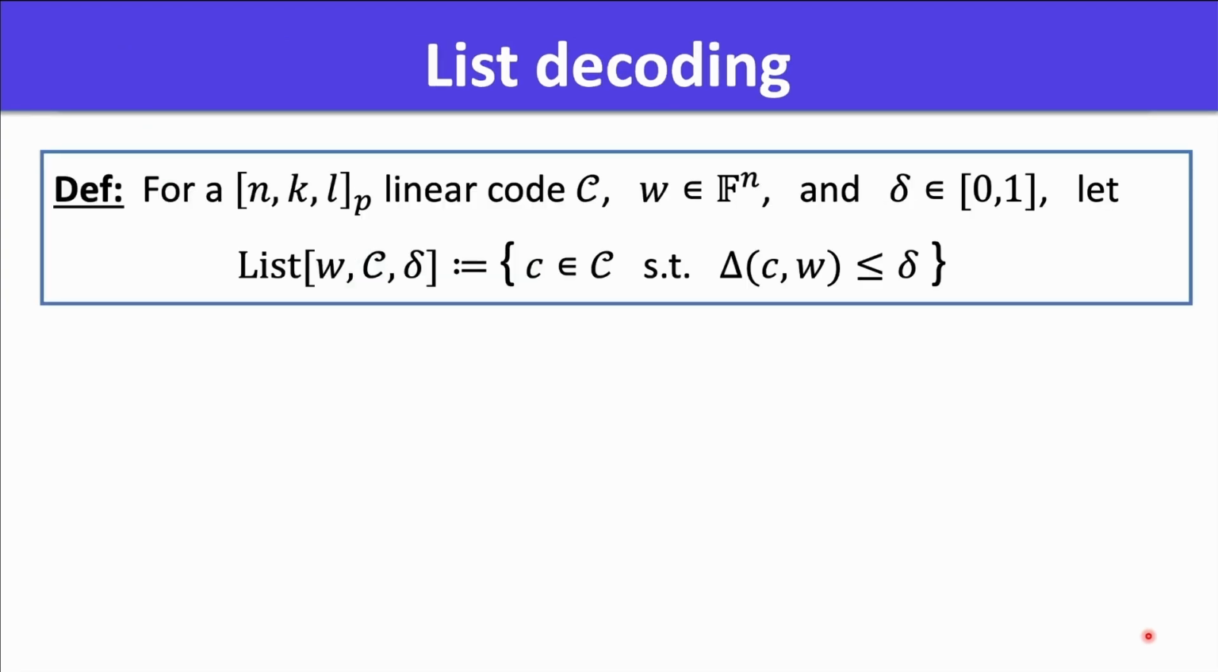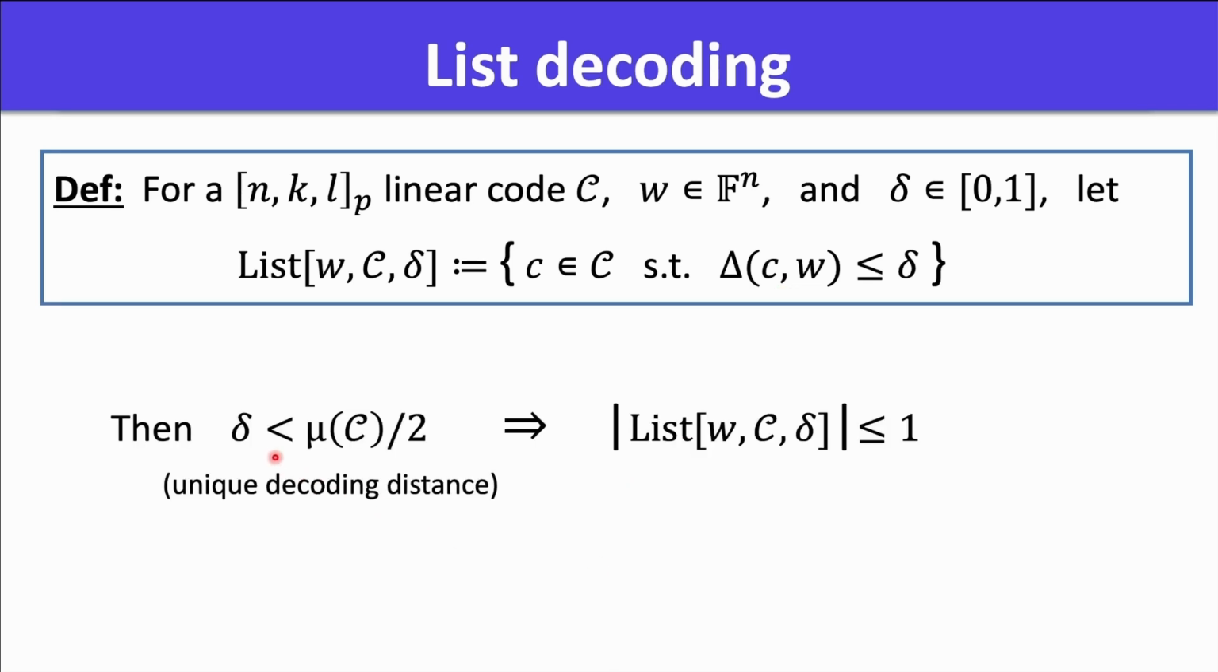So that introduces the concept of list decoding, which suggests the following notion. For a word w in F^n, we'll denote by list(w, C, delta) the set of all possible code words in the code C whose distance from w is at most delta. So given w, we're looking at all the words in the code that are at distance at most delta from w. By what we just said, if we set delta to be less than the unique decoding distance, then we know that the list has at most one element in it. It could have 0 elements if w is further than mu over 2 from all possible code words. And if w is uniquely decodable, then this list will have at most one element in it.